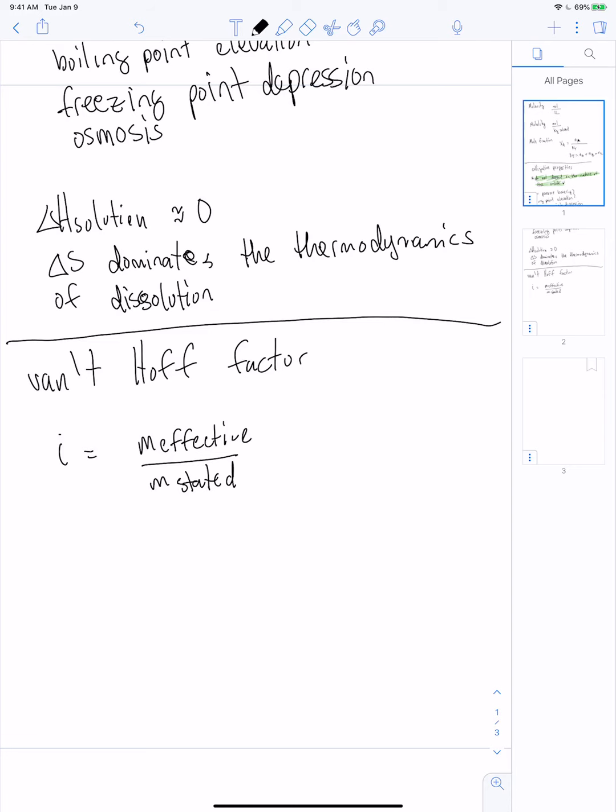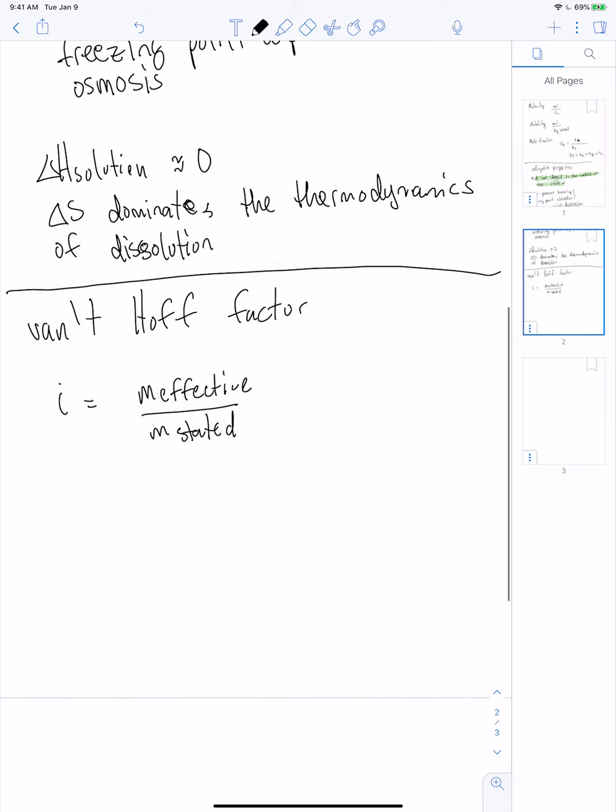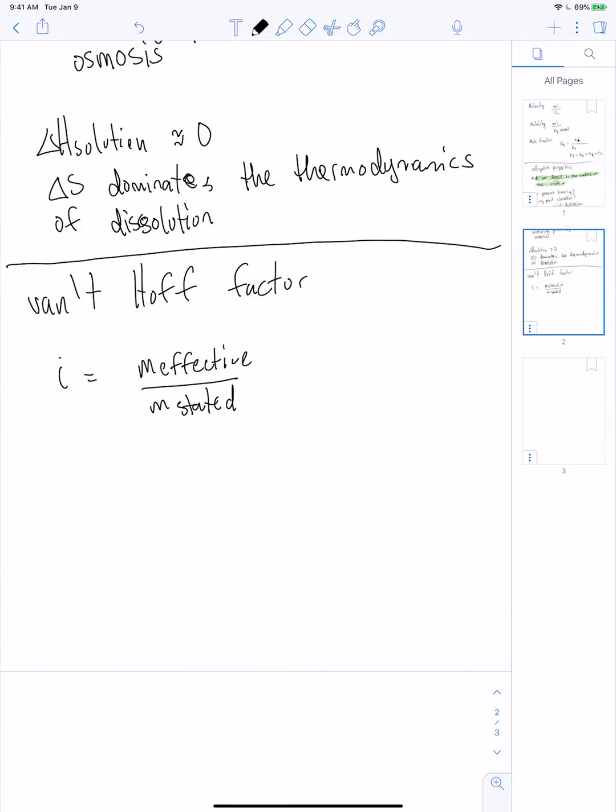So it's sort of like the effective number of moles that you have in solution. So for things like ionic compounds, which is probably what we're most familiar with, 1 mole of sodium chloride, that's a solid, when I put it into water, translates to 2 moles of solute.